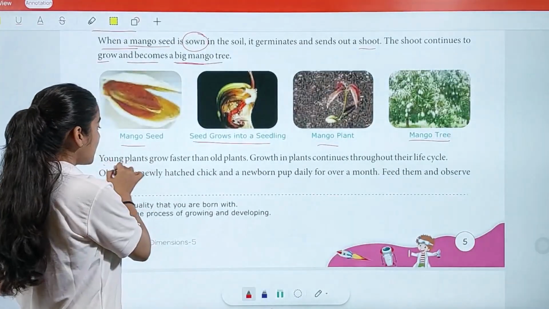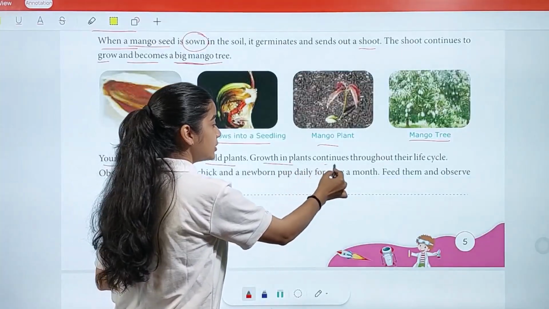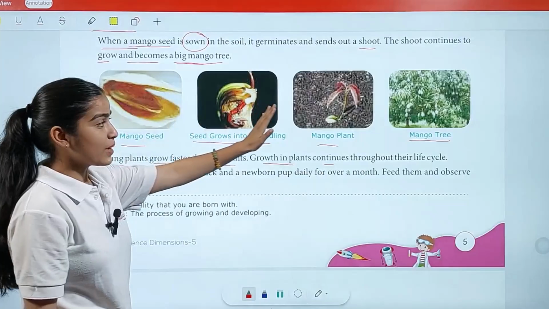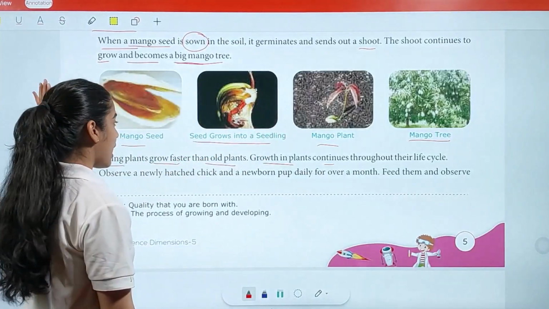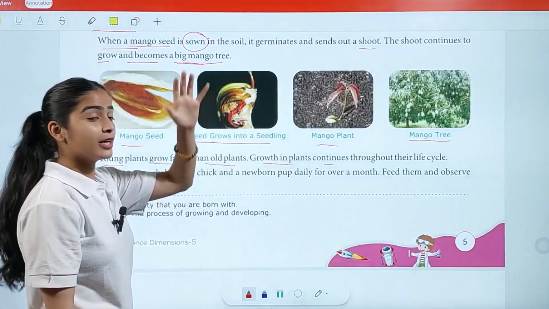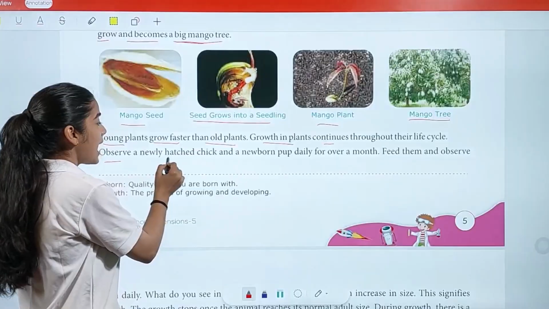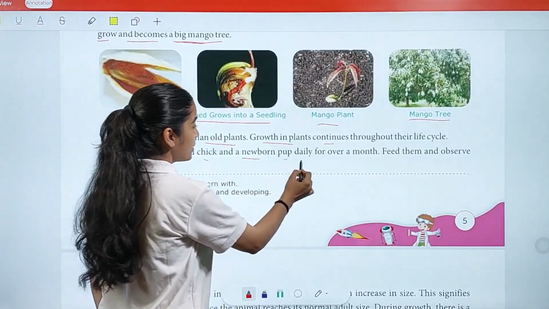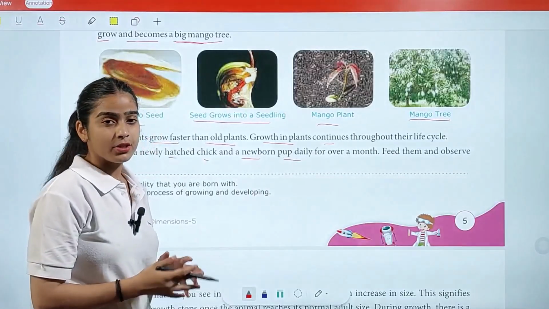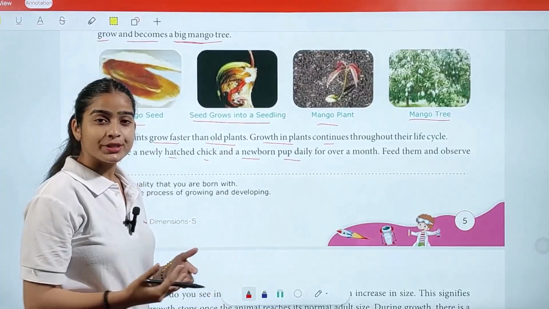So young plants grow faster than old plants. Growth in plants continues throughout their life. So this is the whole process of how the mango tree grows from a seed, then a mango plant, and further it becomes a mango tree. Now observe a newly hatched chick and a newborn pup daily for over a month. Feed them and observe. So this is your activity. You have to feed a chick or a newborn pup to see their growth.